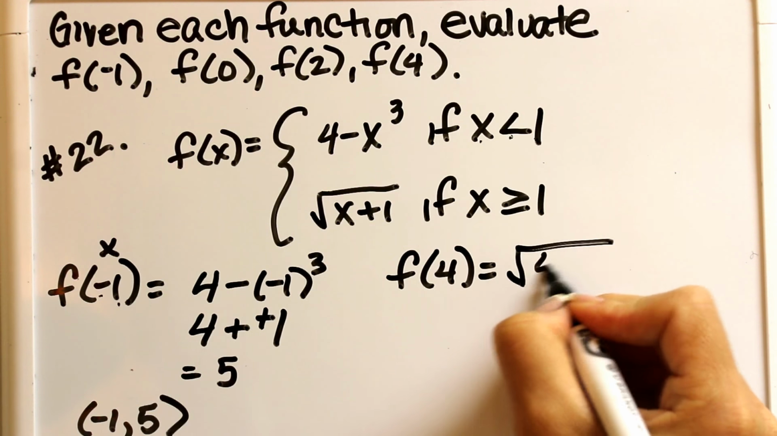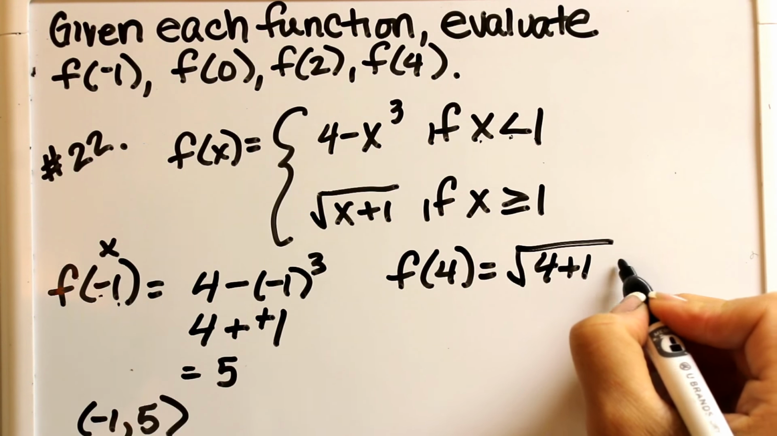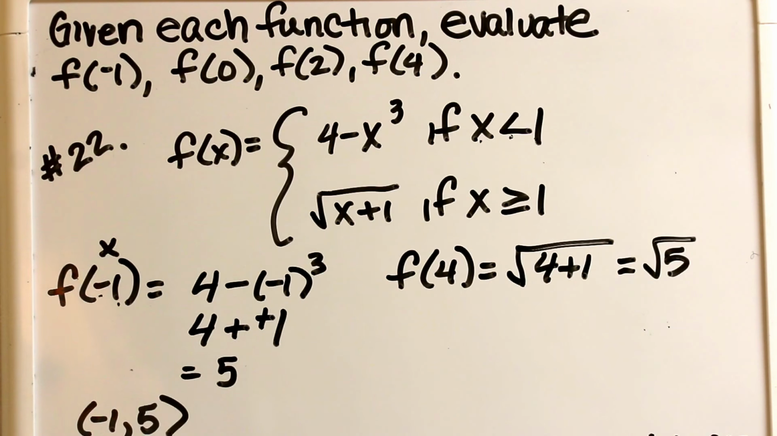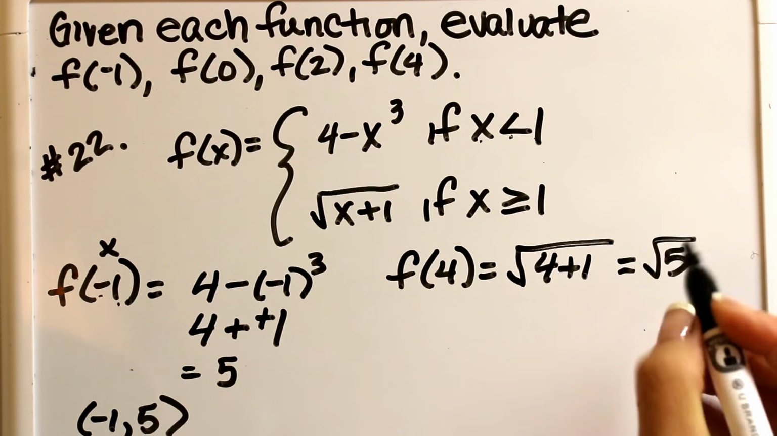So I'm going to substitute 4 in. And you get an answer of the square root of 5. So the x value was 4. The y value is square root of 5.